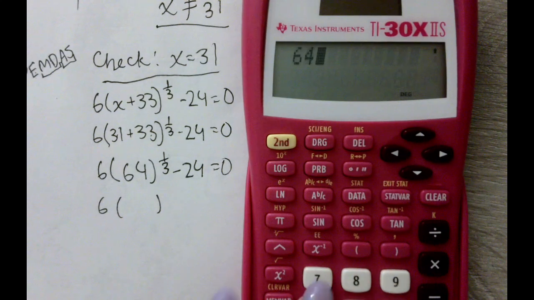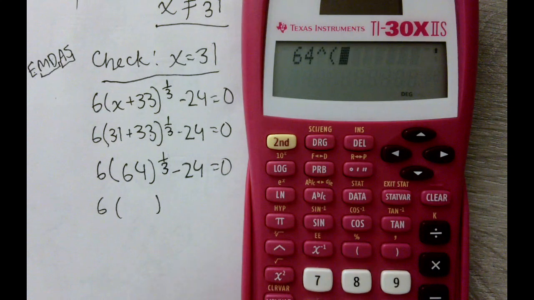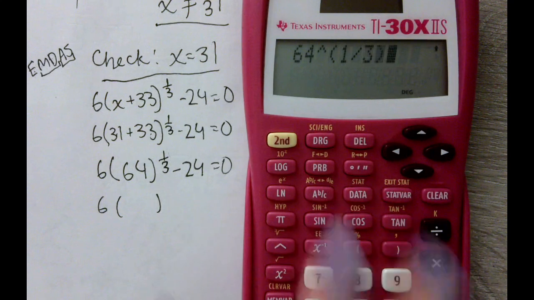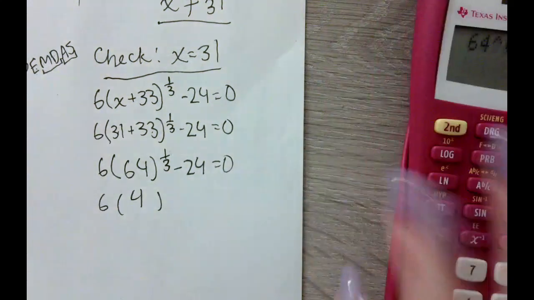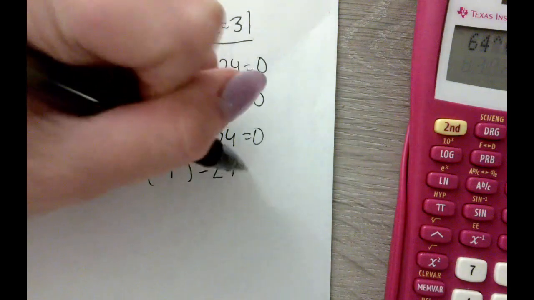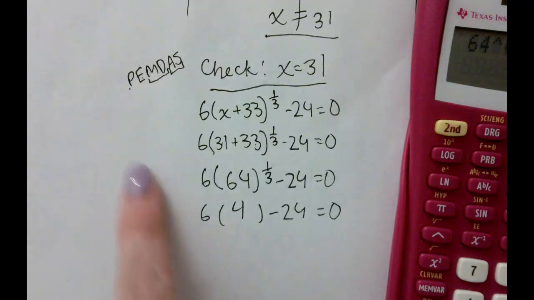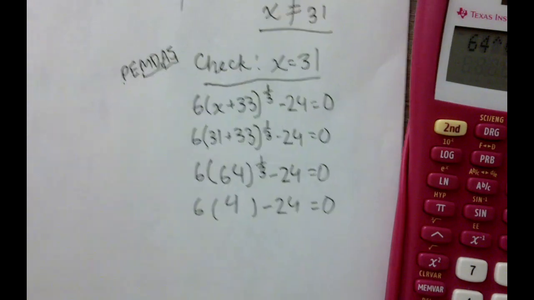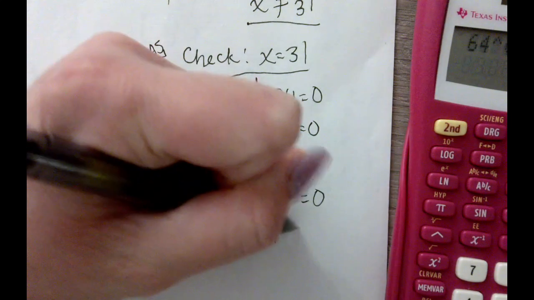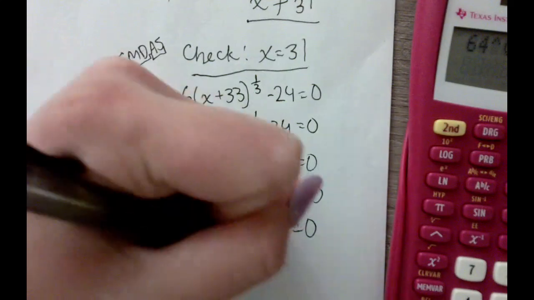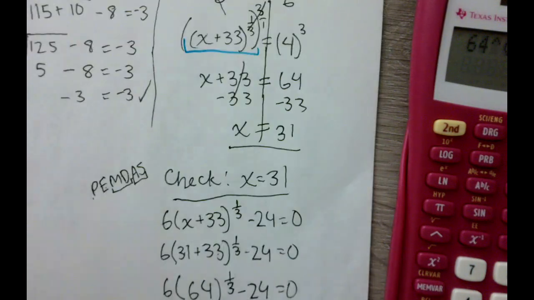So then I have 64 caret, and then in parentheses, you have to do parentheses, 1 divided by 3. That's 4. So it's 6 times 4 minus 24 equals 0. We've got multiplication and then subtraction. Multiplication comes before subtraction. So multiply 6 times 4 is 24, minus 24, and that does in fact equal 0. So x does equal 31.